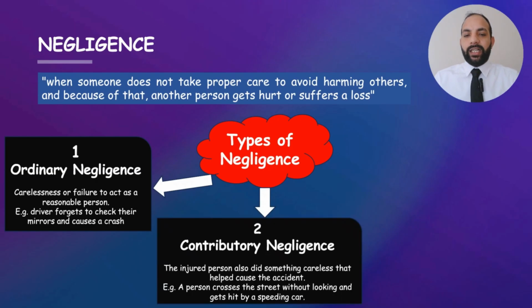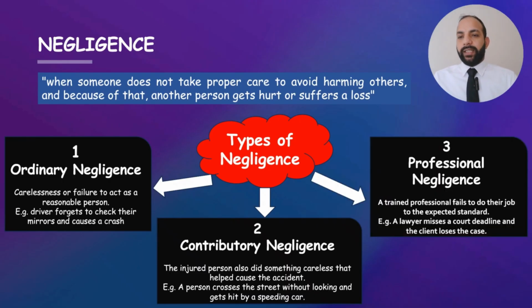And the second is contributory negligence. That means it's not a failure of one side. It's a joint negligence of both sides. The person who got injured or hurt also has some negligence in this act. An injured person also did something careless that helped to cause the accident. For example, a person crossing the street without looking and getting hit by a speeding car.